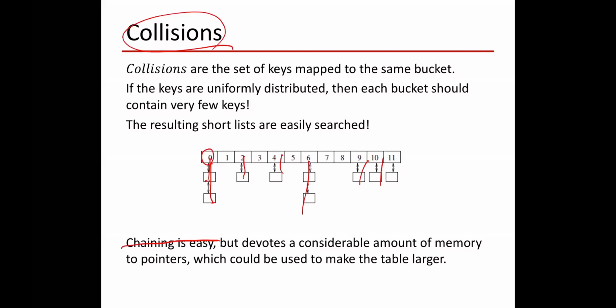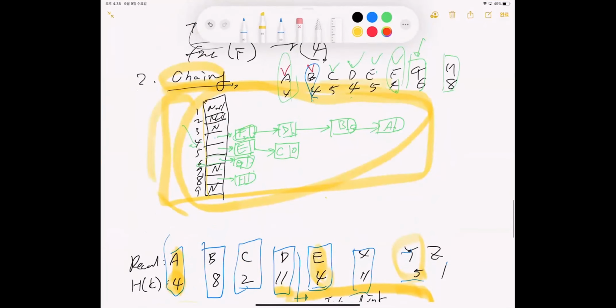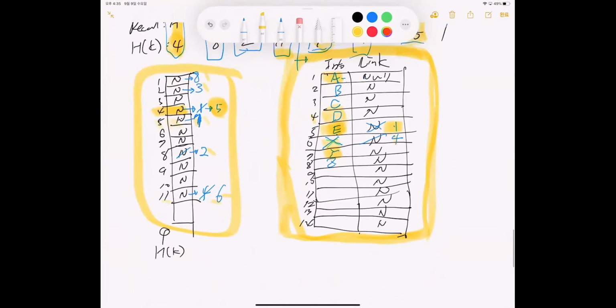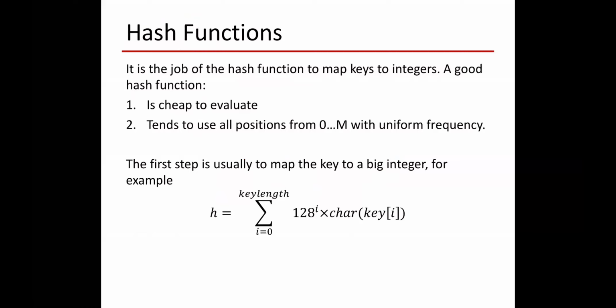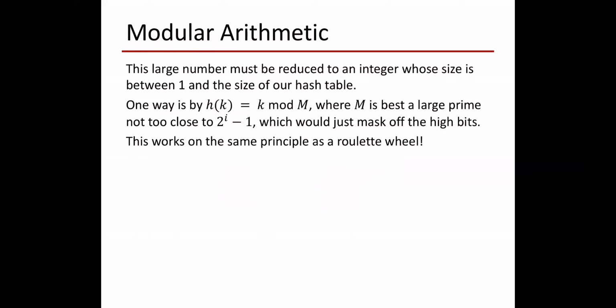So chaining is easy, but devotes a considerable amount of memory because I have to maintain all the linked lists. You know what? I can do it a simpler way. Okay. This is how we actually use it today in the industry. Okay, go back to the point. So the hash function, we know what it is. We hash it somehow. How do you hash it? We usually map a big number to smaller numbers, so data into smaller key features. That key feature is usually a prime number, not too close to the whole value, but the smaller values.